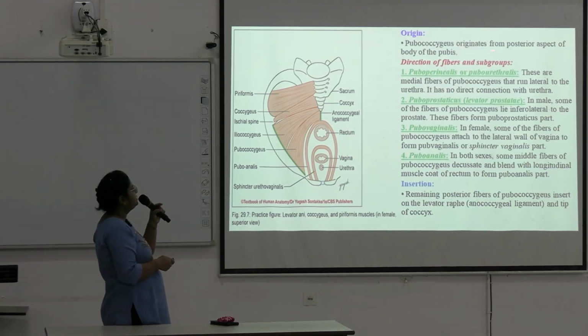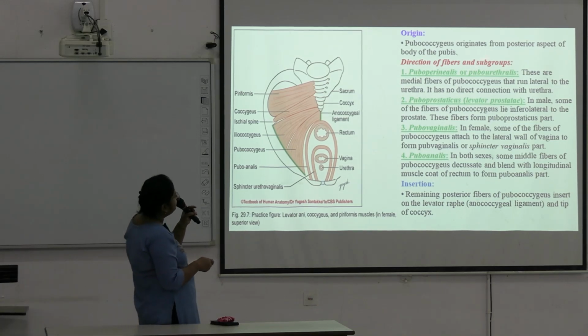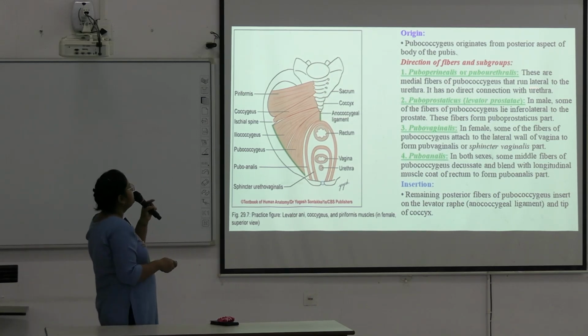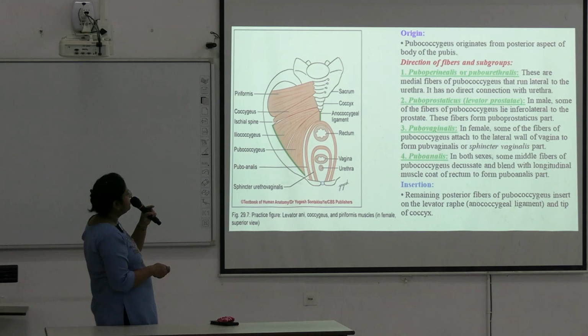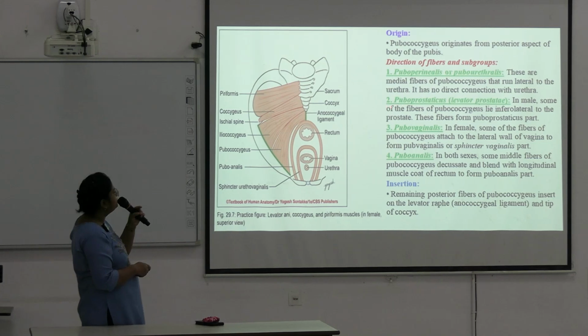Next, pubococcygeus originates from the posterior aspect of the body of the pubis. Here, this is the pubis, so it arises from the posterior aspect of the body of the pubis. Then the direction of fibers and their subgroups. Puboperinealis or pubourethralis, these are the medial fibers of pubococcygeus. They run lateral to the urethra.